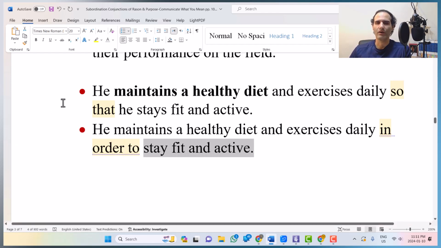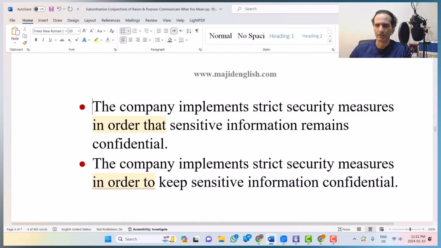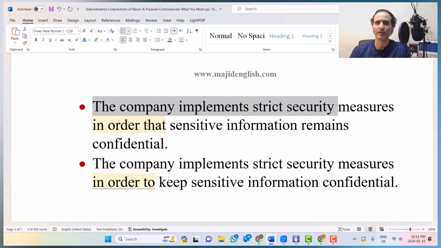Very good. Now, what about... Oh, I got two more. Let's do this one and then. The company implements strict security measures.